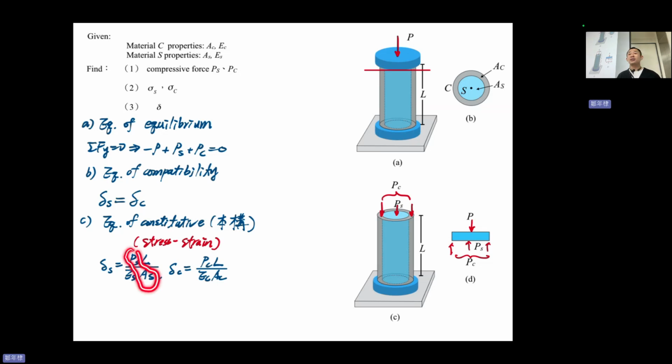Force over A is stress. Delta S over L is strain. So this is the stress-strain relationship. All right.